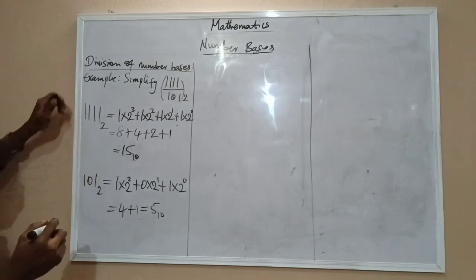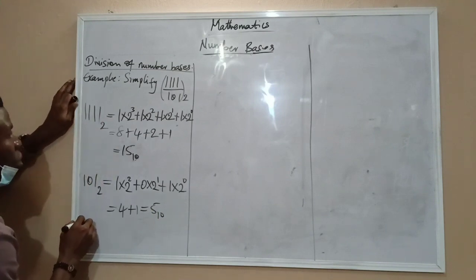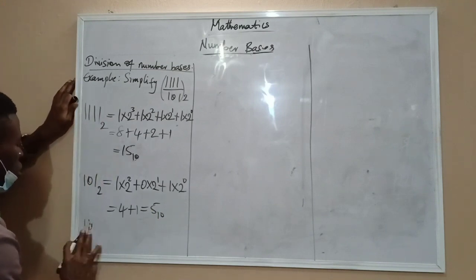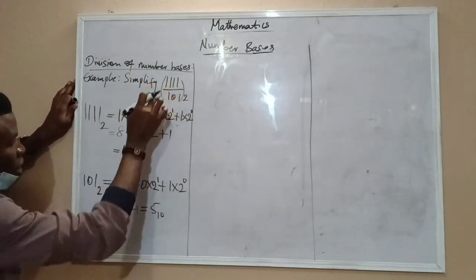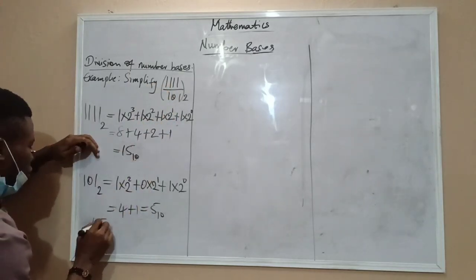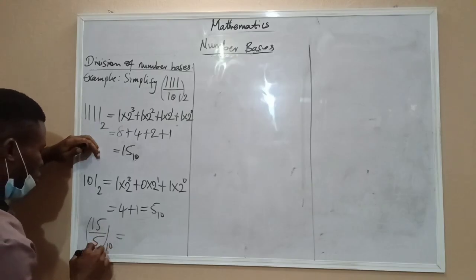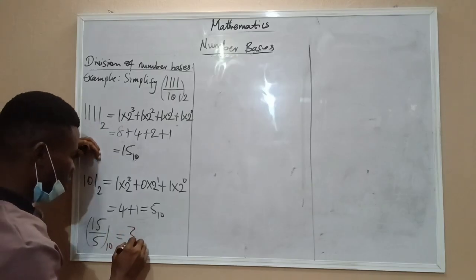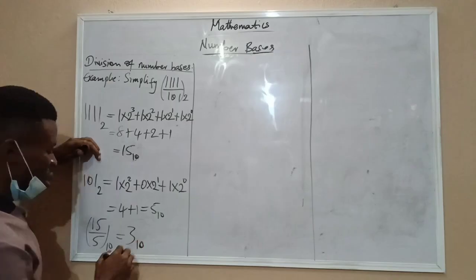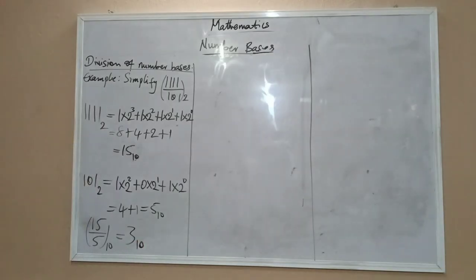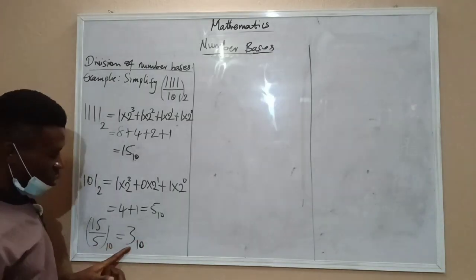And then, 1111, okay, this is the numerator, which is equal to 15 over 5, all in base 10, and 15 divided by 5 is equal to 3 in base 10. Now we've converted to base 10 and found the solution, which is 3 in base 10.